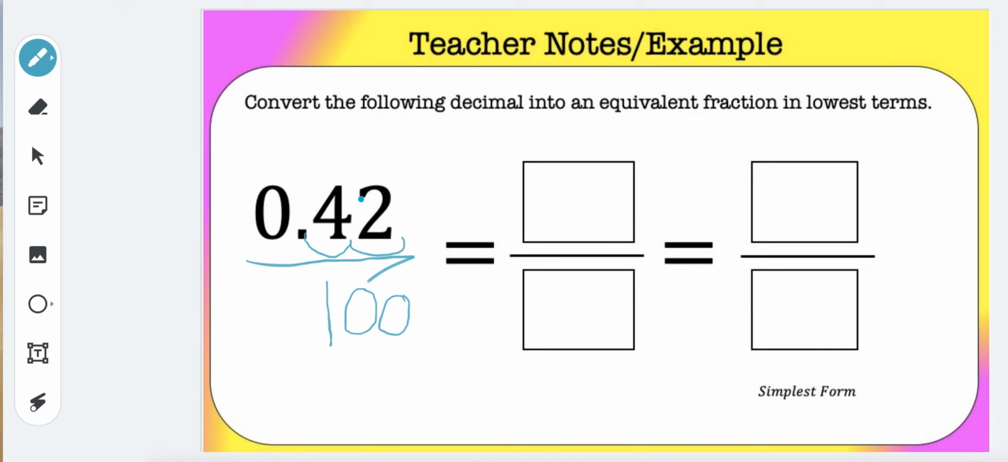So now we have 42 over 100. So 42 100ths is an equivalent fraction.